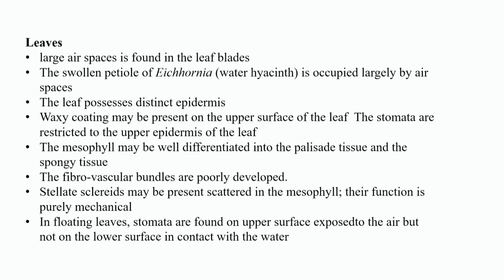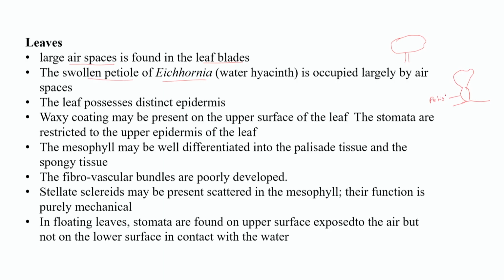Now coming to leaves. Leaves also have large air spaces in the leaf blades, because they are also floating, okay, we are talking about floating leaves. So definitely some sort of buoyancy is required for those leaves also, and that will be brought about by air spaces. Now this is a very important feature that we have discussed in Eichhornia, that the petiole will be swollen, okay, the petiole will be swollen.